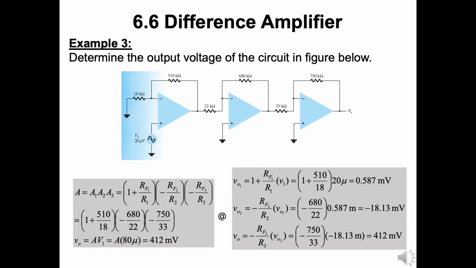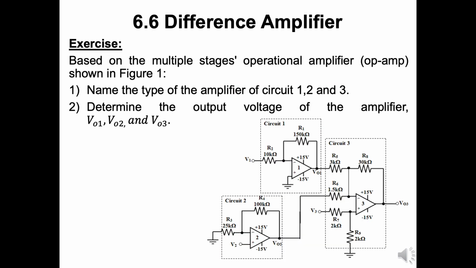Example 3 is actually the same idea as the second example. Now, we have two methods to solve this problem. Either we define A with A1, A2, and A3, or the other method is to find the intermediate VO for each amplifier from left to right of the circuit given here. The answer is still the same, right? For this exercise, please take your time and do it at home, okay?